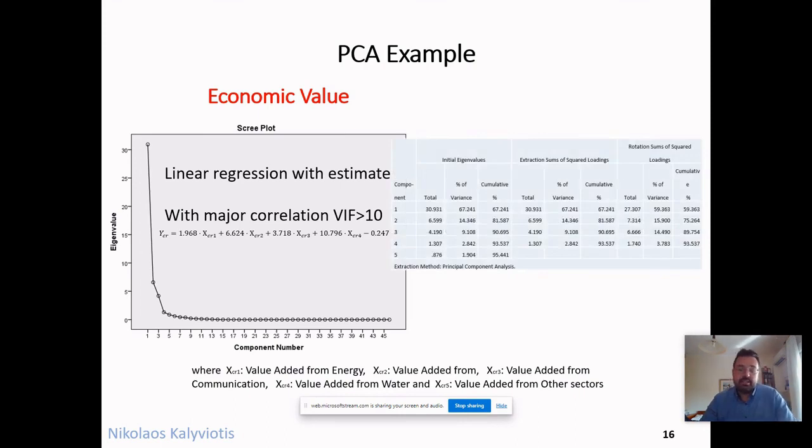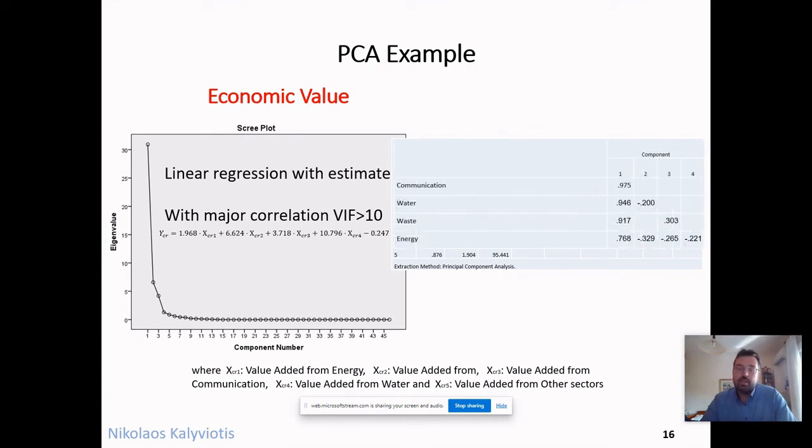Principal component analysis gives us the eigenvalues, which help us to decide how many new virtual independent variables we have. In this case, 4 new independent variables will include 93% of the initial independent variables, which, as you can see, were 46.